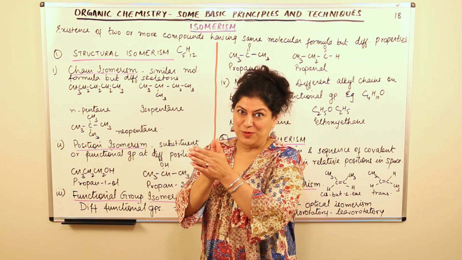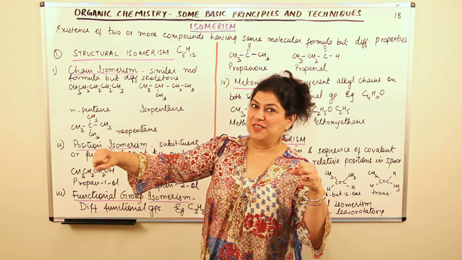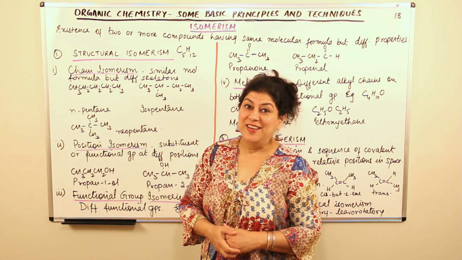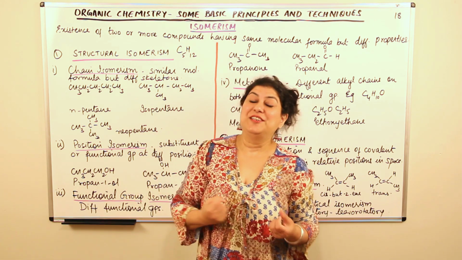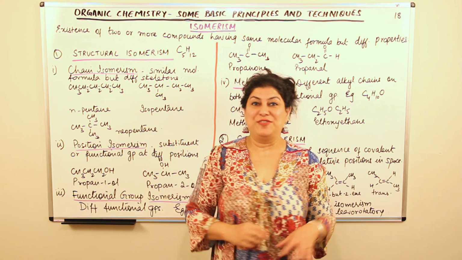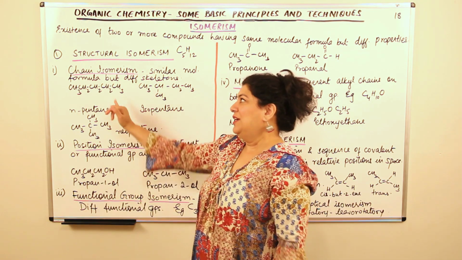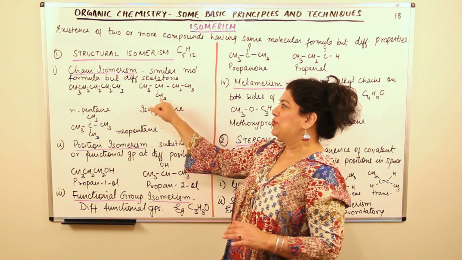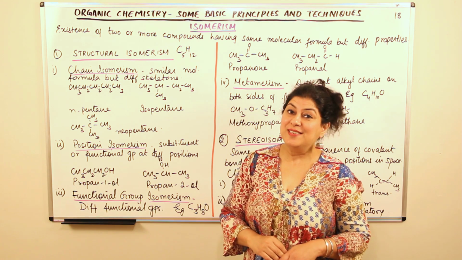They have the same formula, the same DNA, let us say, only the arrangement is different and therefore their properties are different. And that is how it is with siblings. Each one of you is different. You look different, you act different, your nature is different, your behavior is different, you are in different professions. So the same formula but absolutely different compounds. And this phenomenon is known as isomerism.